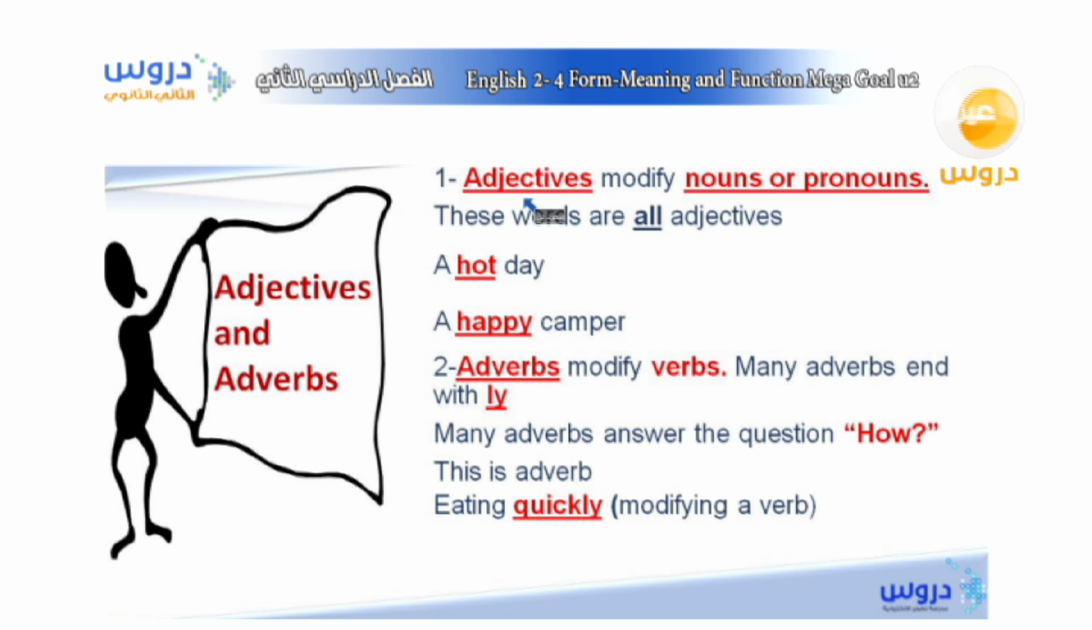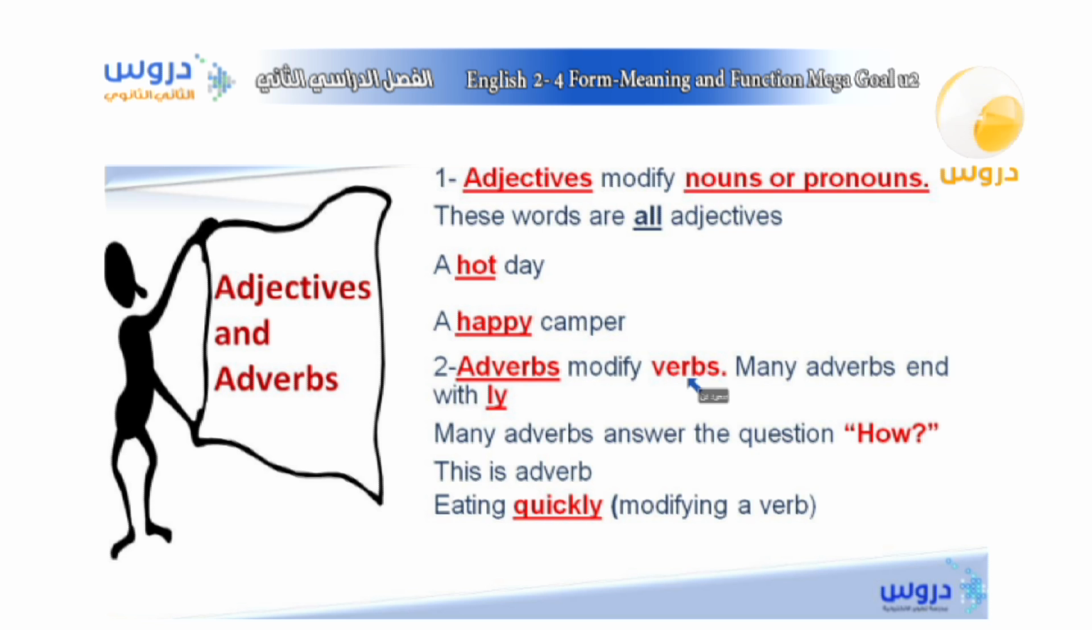Number one, we have adjectives. We describe nouns or pronouns. These words are all adjectives. For example, here, a hot day. We have an adjective before the noun. Here we have the noun, here we have the adjective. So we use the adjective before the noun: hot day, green car, good boy. Okay? Another example, a happy camper. The second one, adverbs.